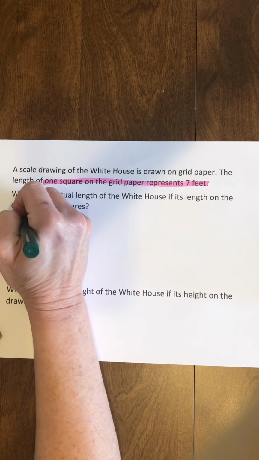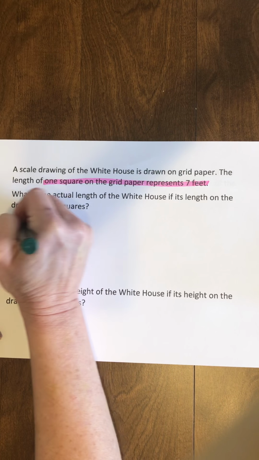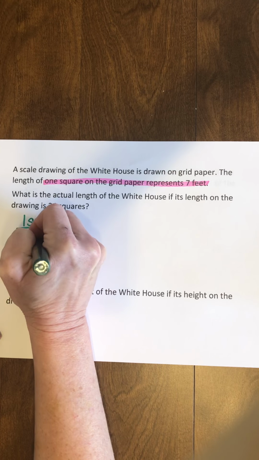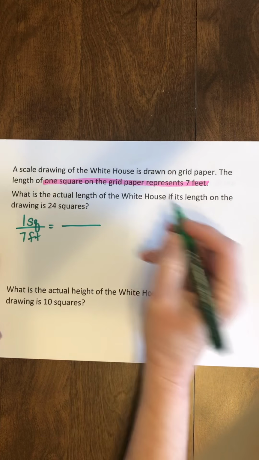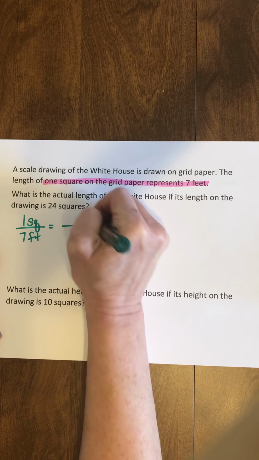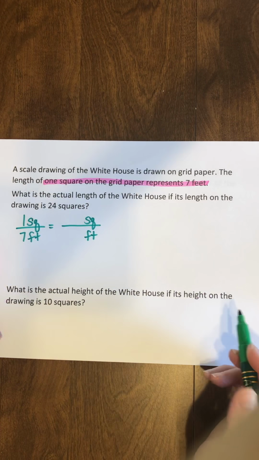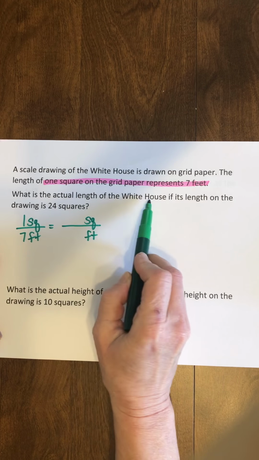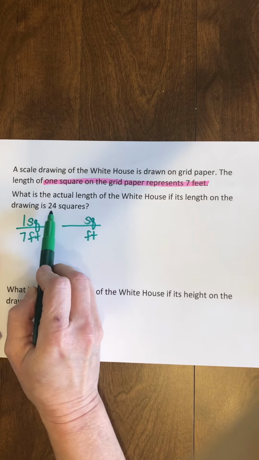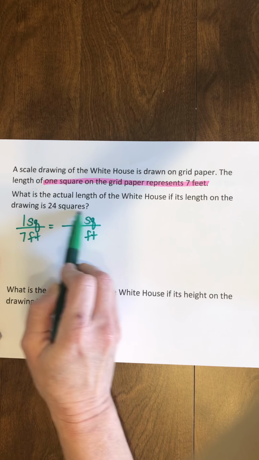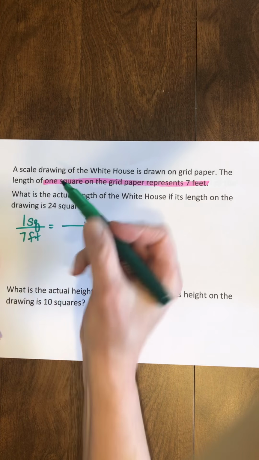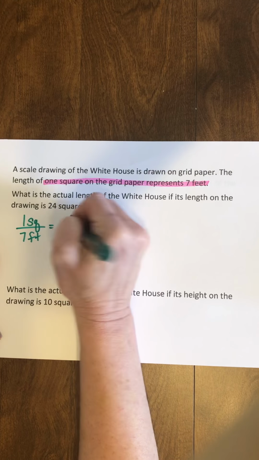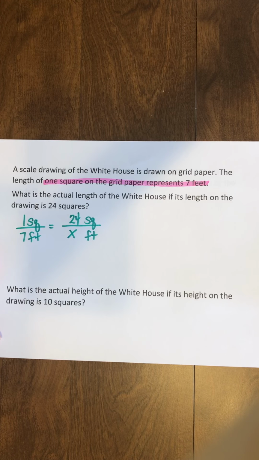So I have 1 square, and that represents 7 feet. So 1 over 7 feet equals, again, we're going to make it goof proof, so I'm going to have squares over feet. We have what is the actual length of the White House if its length on the drawing is 24 squares. Right here, squares has to go on the top. No question. We're looking for the actual length, so I'm going to put an X there.